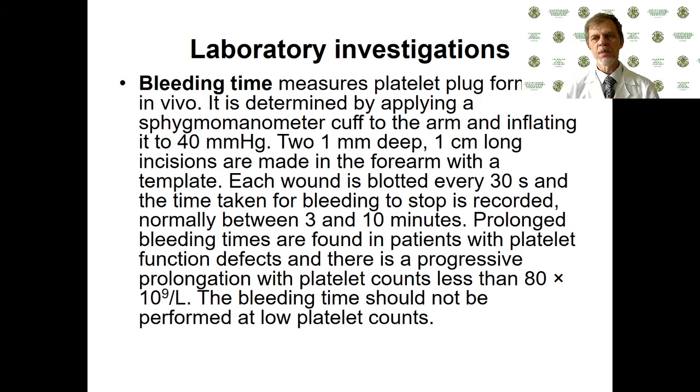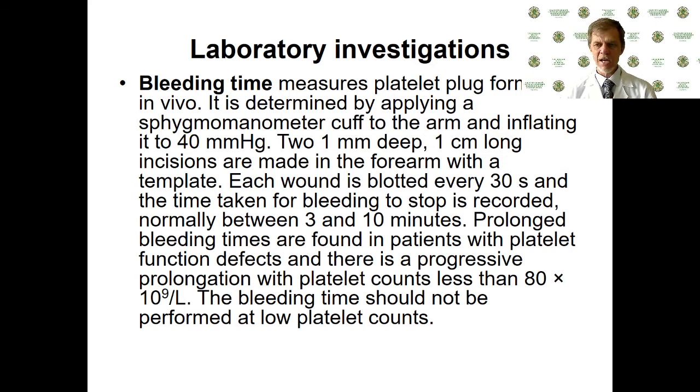What else can we do? Bleeding time. Bleeding time measures platelet plug formation in vivo. It's determined by applying a sphygmomanometer cuff, used to measure blood pressure, to the arm and inflating it to 40 millimeters of mercury. Then 1 millimeter deep and 1 centimeter long incisions are made in the forearm with a template. Each wound is blotted every 30 seconds, and the time taken for bleeding to stop is recorded. Normally, it's between 3 and 10 minutes.